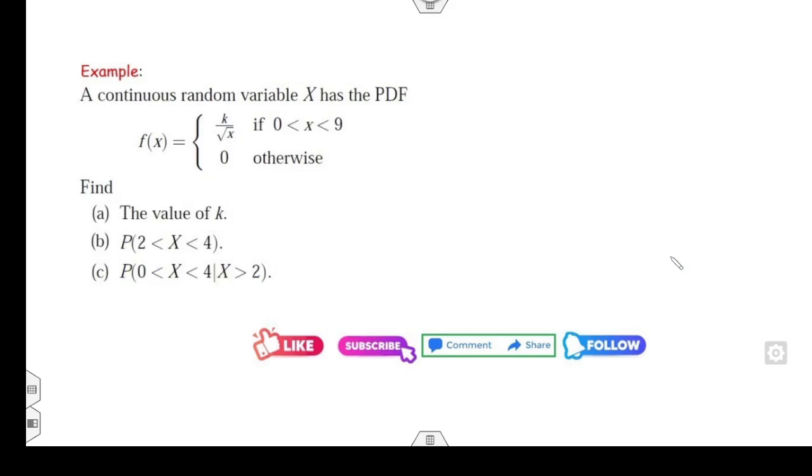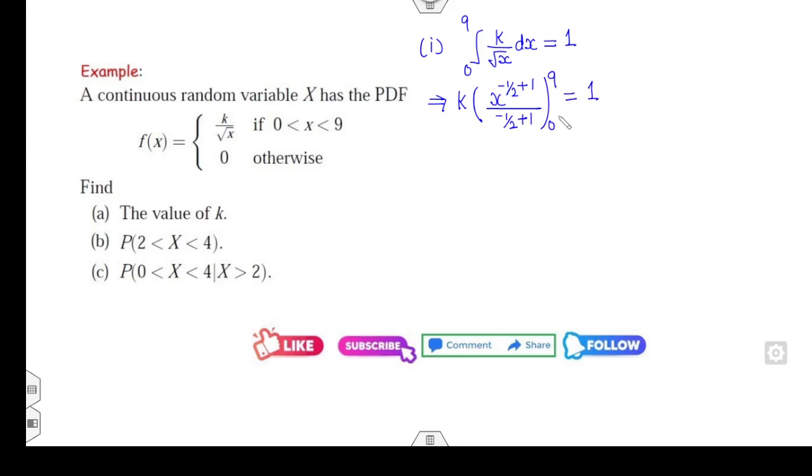Okay, find the continuous random variables. For a continuous random variable, find the value of k. So that is the integration from 0 to 9 of k divided by root x, which is equal to 1. Can you integrate them? So what is the integration of x raised to the power minus half, plus 1, divided by minus half plus 1, from 0 to 9? Fine. So this number will be k.